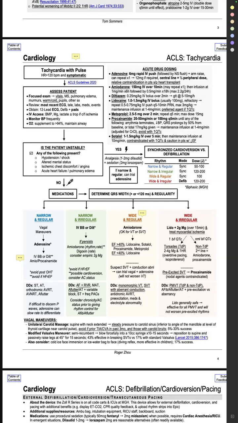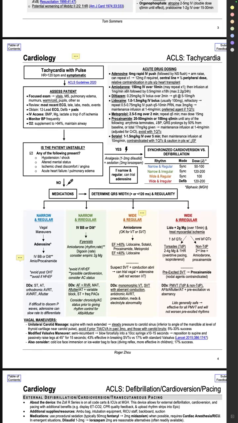But let's say adenosine doesn't work, then you go to IV beta blockers or diltiazem. Diltiazem you don't want to use in ischemic heart disease or any history of heart failure with a reduced ejection fraction. The beta blocker dose is metoprolol 2.5 milligrams over 2 minutes. You can repeat every 5 minutes for a max dose of 15 milligrams. Another thing is you can use amiodarone or procainamide if you're suspecting Wolff-Parkinson-White.